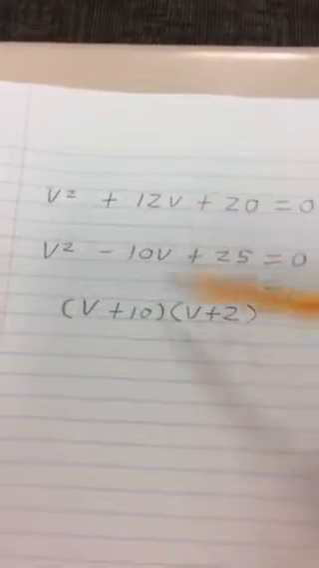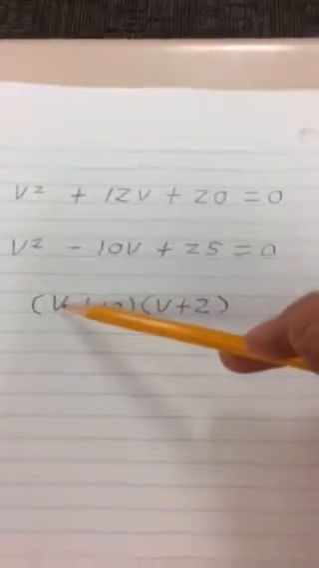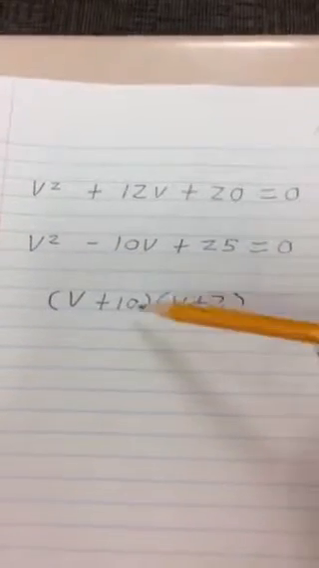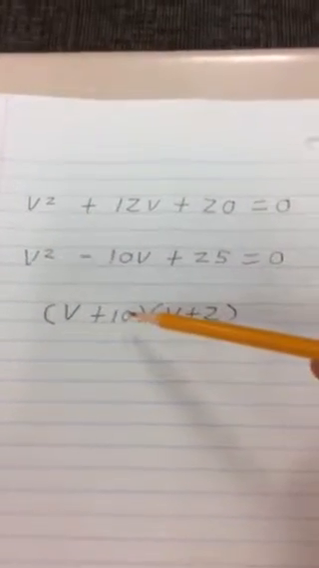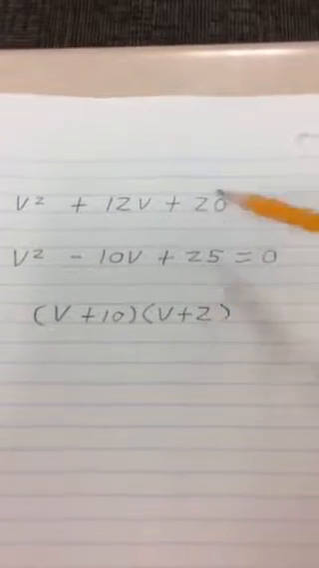So when we factor this, we have v times v plus 10 and v plus 2. Okay, so this is the factored form of this equation right here. So we have v plus 10 times v plus 2. When we multiply this to check to see if it gives us this equation, we simply do v times v, which is v squared. And then we do the middle part, which is 10v plus 2v, which is 12v. And then we do 10 times 2, which is 20.